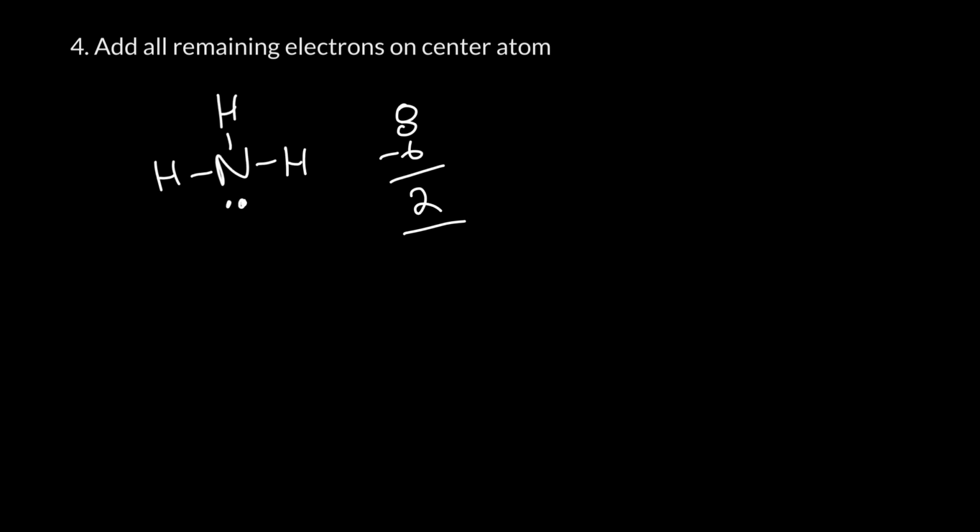And then the last rule says all remaining electrons go on the center atom. So we basically take that center nitrogen, and we use up all of them in pairs. If there were 4, we would have put 2 pairs of electrons. If there were 6 left over, we would have put 3 pairs of electrons in there. And that gives us our completed rule number 4.